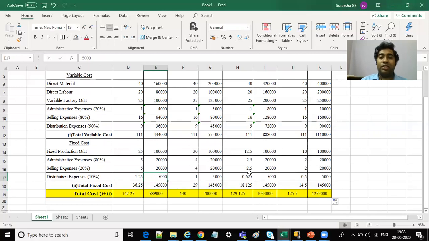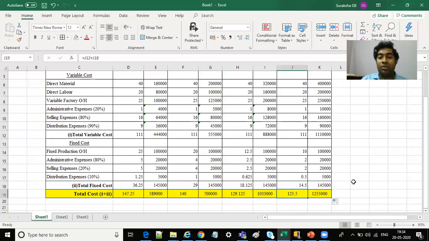Now I'll explain, just for your understanding, the interpretation part of this. What is the meaning of this? To produce 4,000 units, cost per unit incurred is 147.25. To produce 5,000 units, the company is going to incur 140 rupees per unit. If the company is producing 8,000 units, then it is going to incur 129.125 rupees per unit. Then if the company wants to produce 10,000 units, then the total cost per unit will be 125.5.